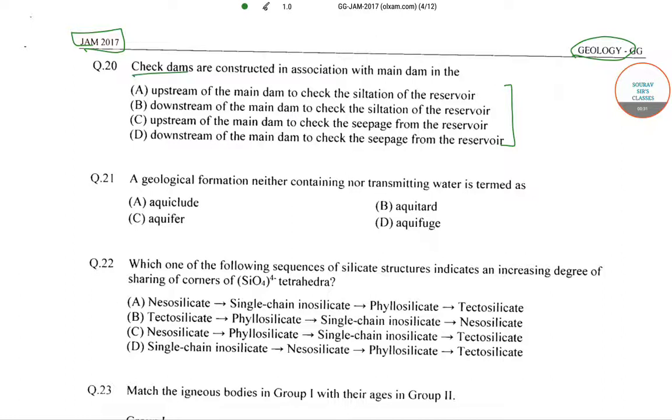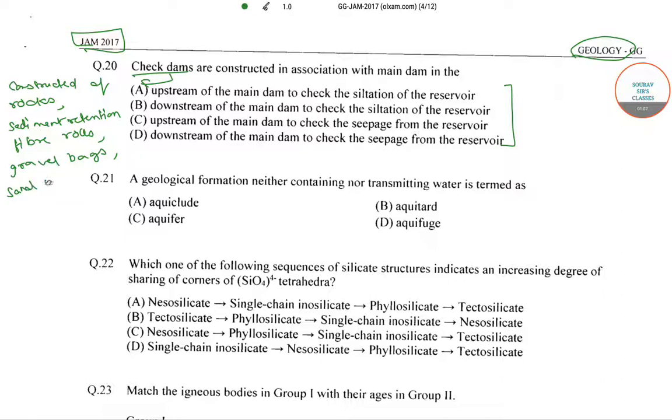Now the check dams, they are constructed of rocks, sediment retention fiber rolls, then gravel bags, sandbags, etc. And these check dams, if they are properly designed and constructed, they reduce gully and channel erosion by reducing the flow velocity and encouraging the sedimentation.